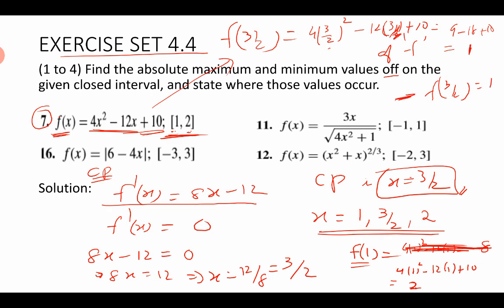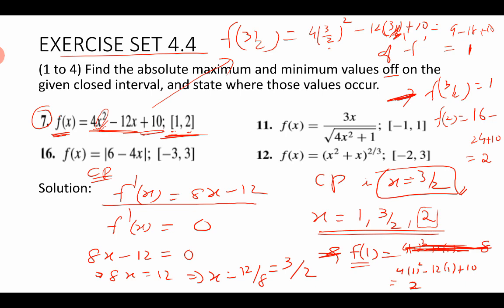We got two values. Here one value, another value here. And find f at the upper limit, 2. So what is f of 2? Substitute here. 2 square is 4. 4 into 4, 16. Minus 2 into 12, 24. Plus 10. That is 26 minus 24, which is 2.